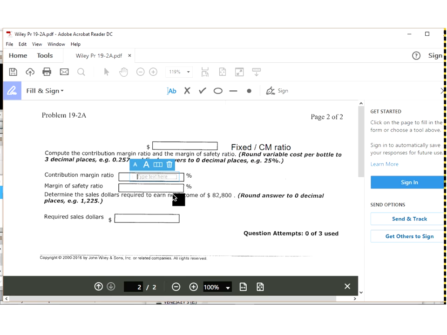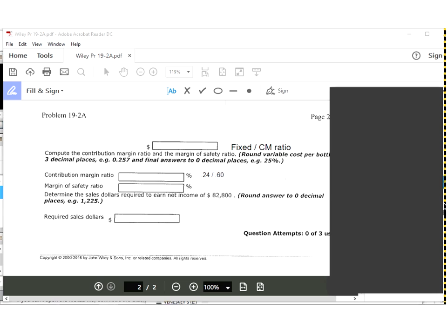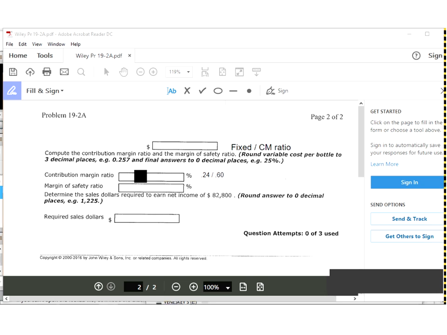Well, it's helpful to go ahead and have the ratio, so let's skip down before we do that part 2, and let's go ahead and calculate the contribution margin ratio. Remember, that's pretty simple. You just take your contribution margin, which we just figured up to be 0.24, and then you divide that by your starting point, which was our sales, 0.60. So our contribution margin, 0.24 divided by 0.6, is 40%.